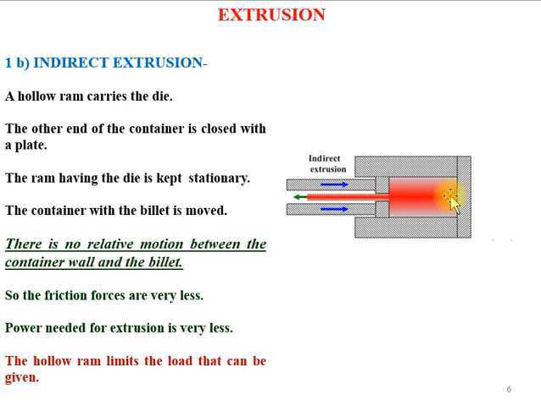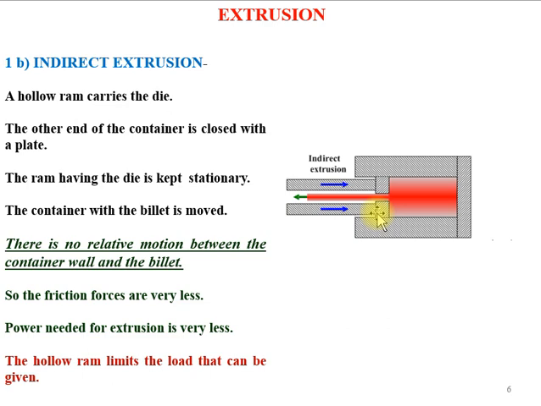Now if you compare direct extrusion and indirect extrusion, what we could say is, first of all, in the earlier case, in direct extrusion, what we used is a solid ram. In the case of indirect extrusion, we are using a hollow ram. So how much force can you impart using this ram? Since the ram is hollow in indirect extrusion, the application of force is a bit limited.